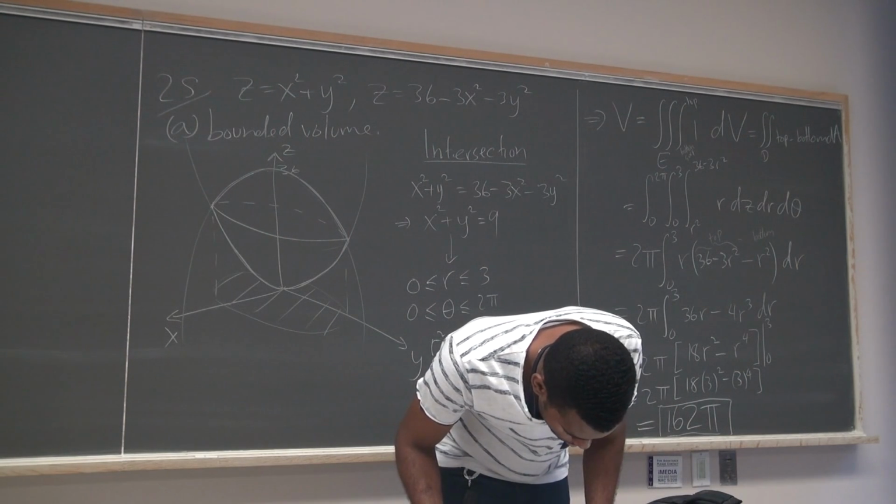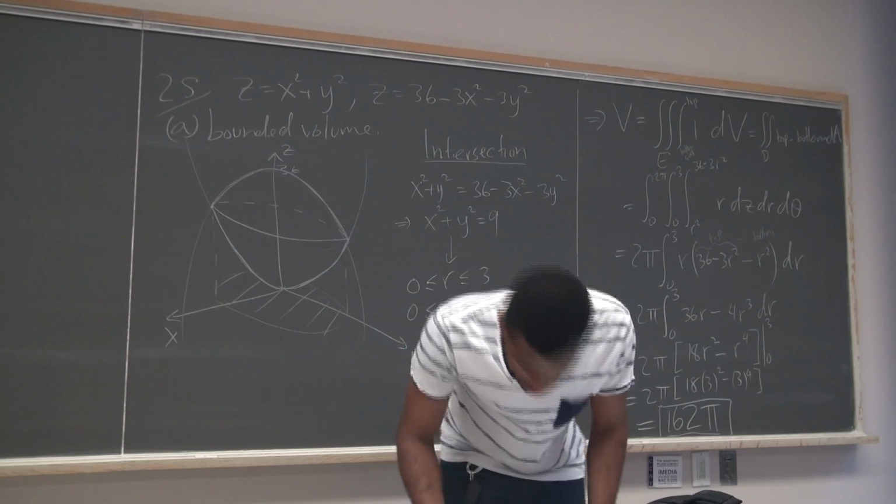There was a part B. Find the centroid, the center of mass, where the density is a constant.